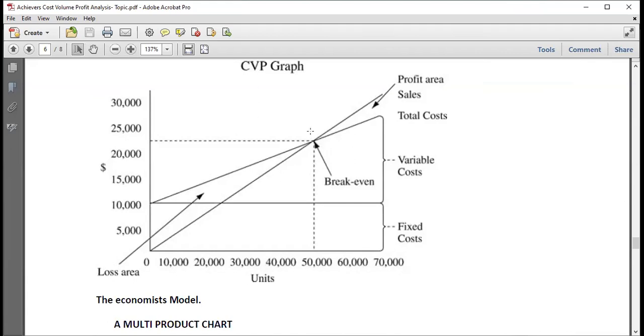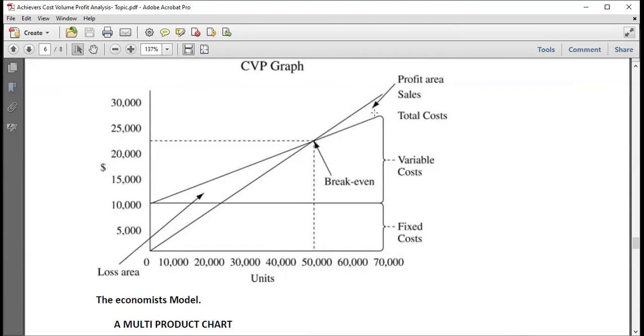But as you get to this point in time, which is our break-even point, the line of total sales and total cost is just at the same point. So your profit here is 0. So going forward from your break-even point, as you proceed, the company starts making a profit. And that's why this is called a profit area.